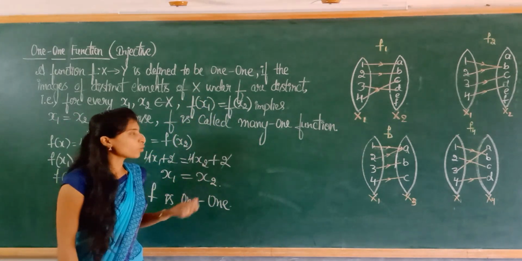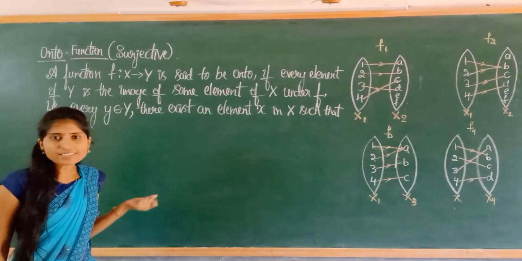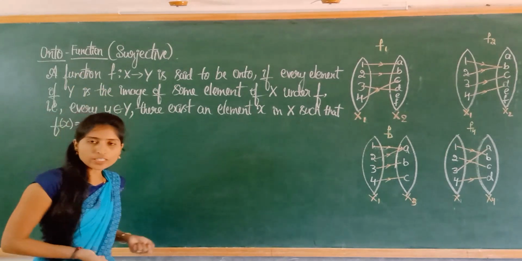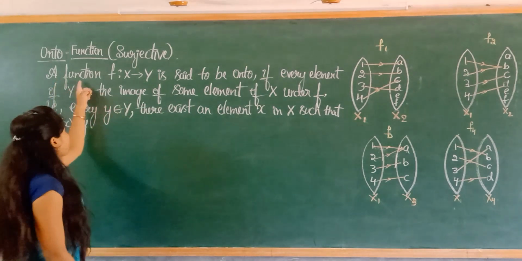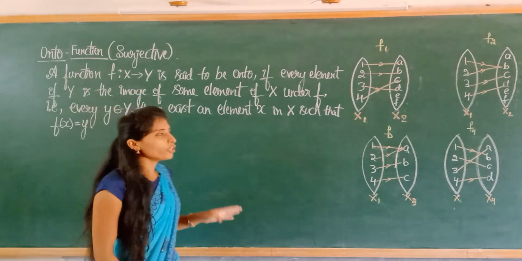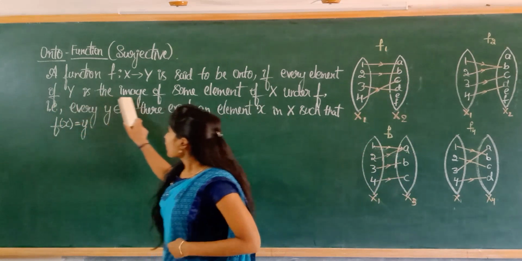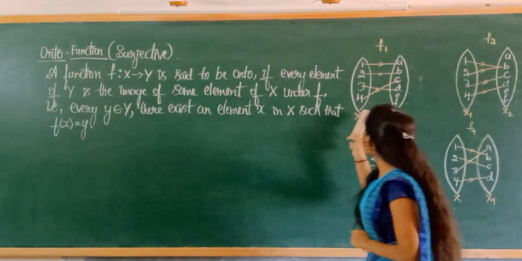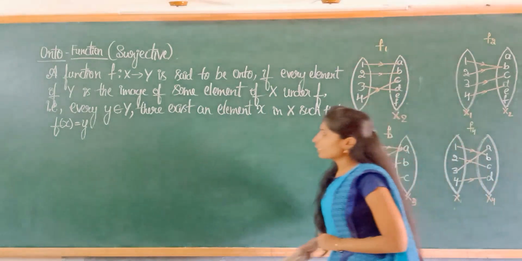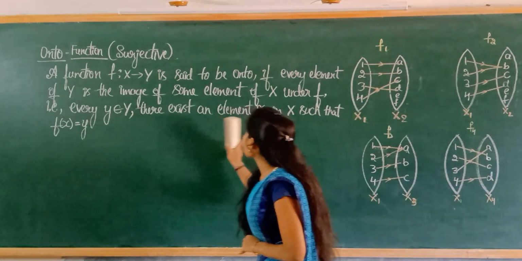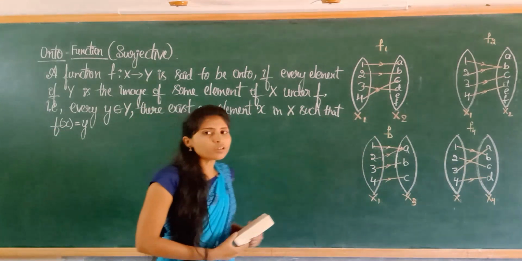Now next we are going to see the onto function. For an onto function we also call it what? Surjective function, right? The definition of an onto function: a function f from X to Y is said to be onto if every element of Y, meaning the codomain, is the image of some element of X under f. That is, for every y belonging to Y, there exists an element x in X such that f of x is equal to y. I already told you this for the onto function.